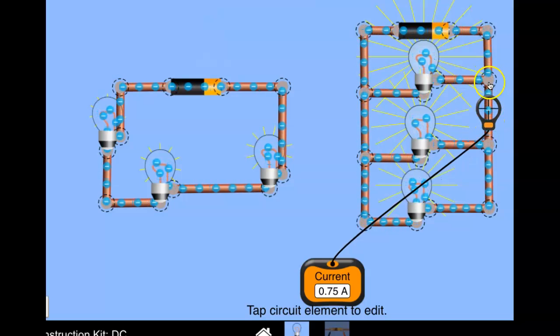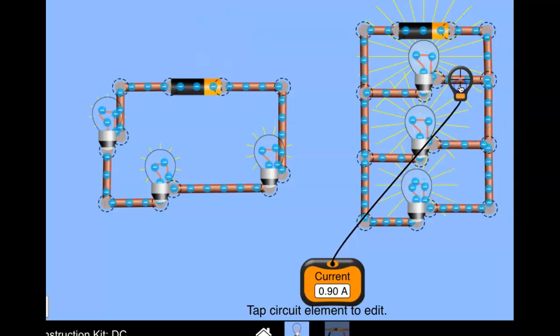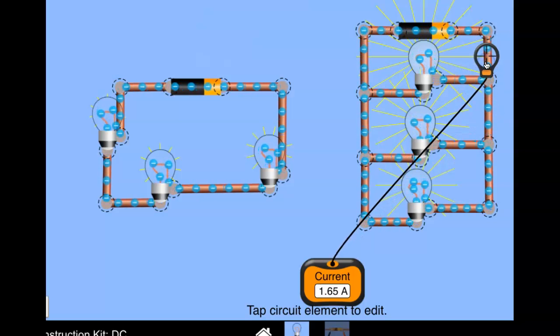Now talk about this point. The 0.75 is going in. I see electrons going in over there, so I have 0.9 going in. 0.9 and 0.75 is 1.65. So that is the junction rule.